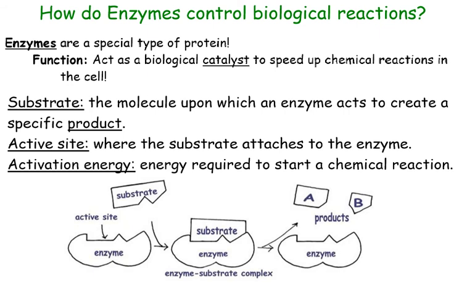Now the final thing we're going to discuss are your enzymes. So how do they control biological reactions? We need to take a look at this because enzymes are extremely important in making sure our reactions in our body occur in a timely way. Now, they are a catalyst. A catalyst is simply anything that speeds up a reaction.